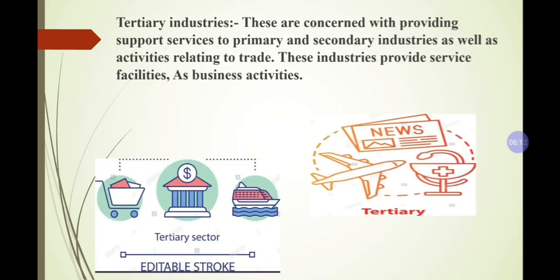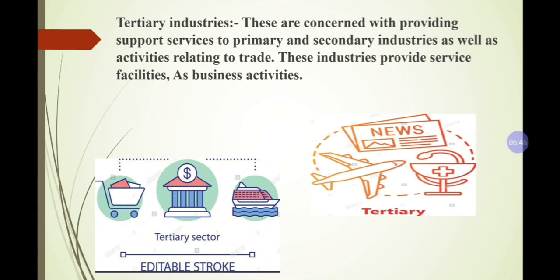Next is your tertiary industry. These are concerned with providing supporting services to primary and secondary industry, as well as activities relating to trade. So what tertiary industry does is only buying and selling. They are not going to extract anything or manufacture anything, like primary and secondary industry. What primary and secondary industries have done, they produce for the public.